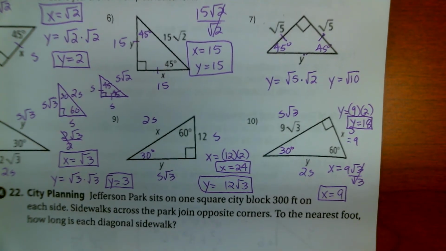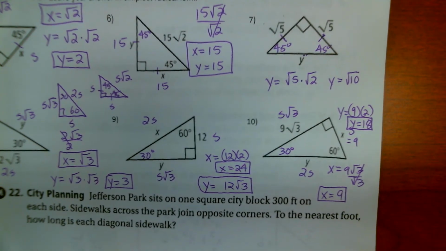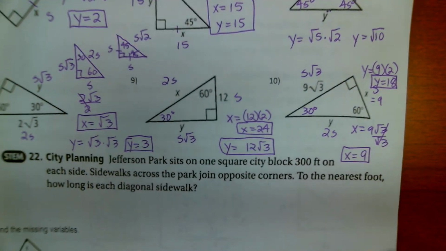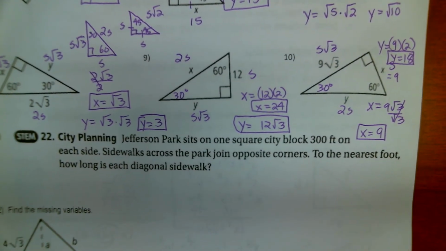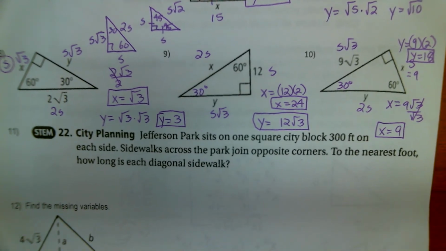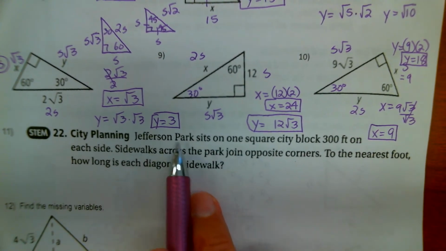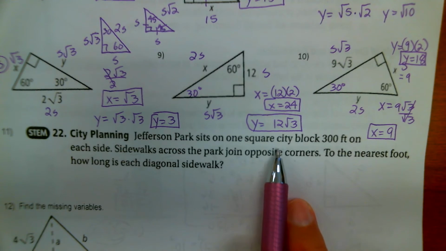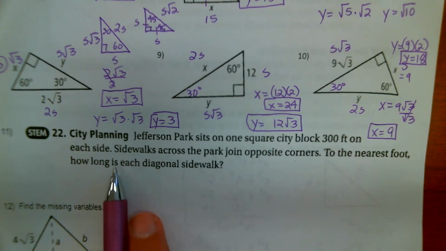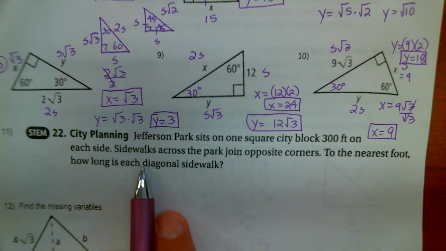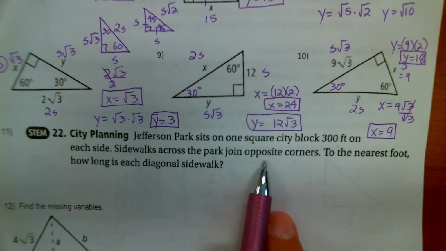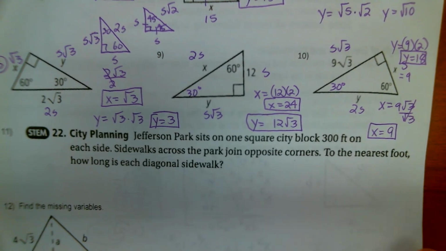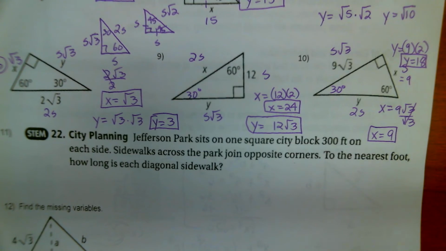Number 11, city planning. We've got a STEM problem. A real life application problem. This is the good stuff, right? Because this is why we learn all this stuff. Where can we apply it and use it in the real world? All right, so we've got Jefferson Park sits on one square city block, 300 feet on each side. Sidewalks across the park join opposite corners. To the nearest foot, how long is each diagonal sidewalk?